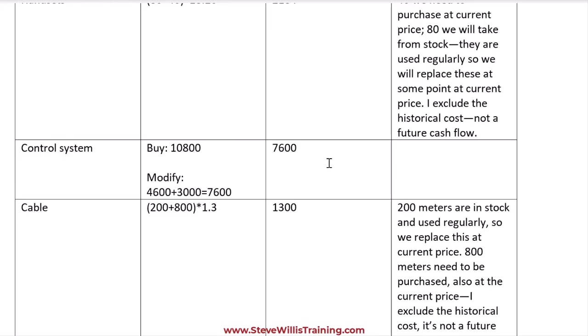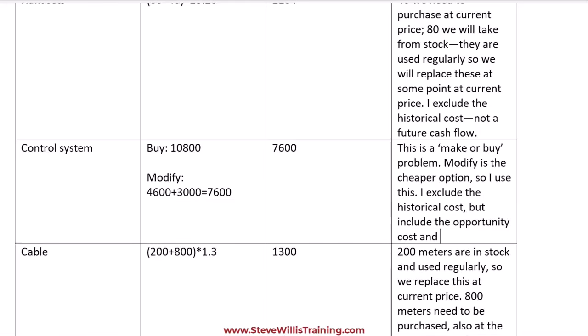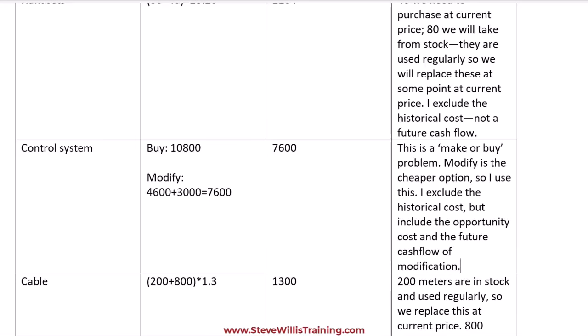And let us write this up again quickly in simple plain English. This is a make or buy problem. Modify is the cheaper option, so I use this. I exclude the historical cost, but include the opportunity cost and the future cash flow of modification. Guys, we are almost done.